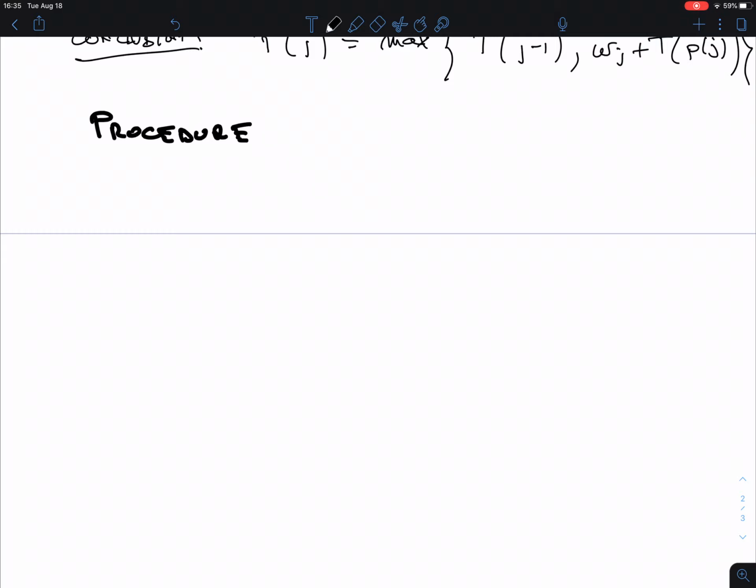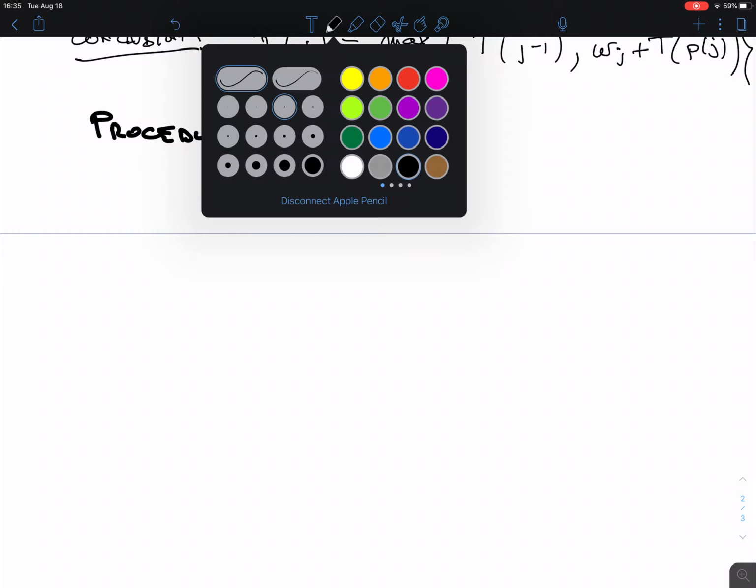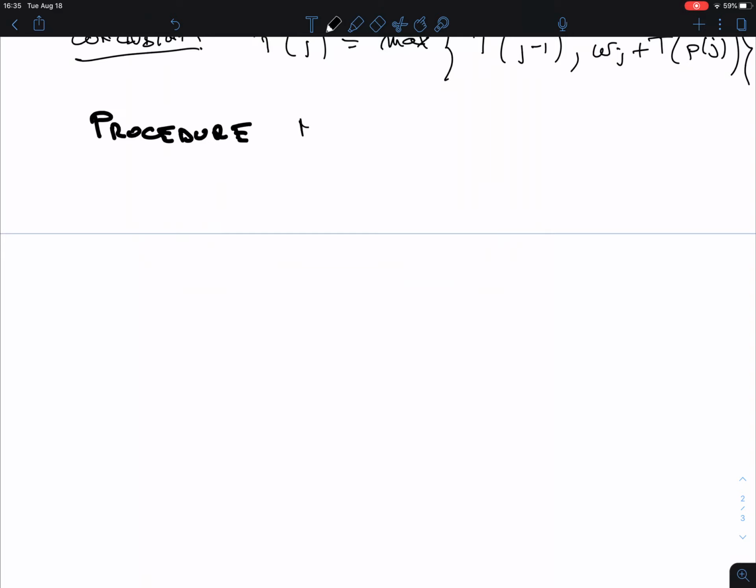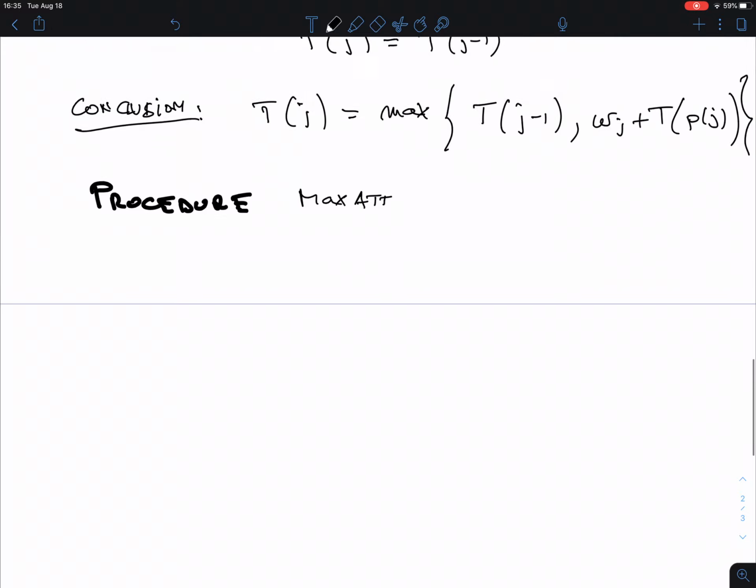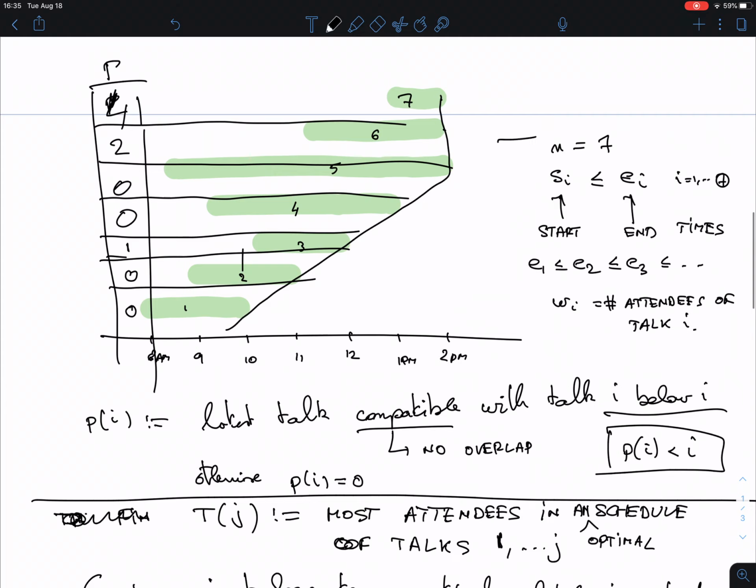They call it maximum attendees, so I'm just going to call it max attendees. Okay, and I'm not going to write down the details. Look at that, I have already said here what the data are.